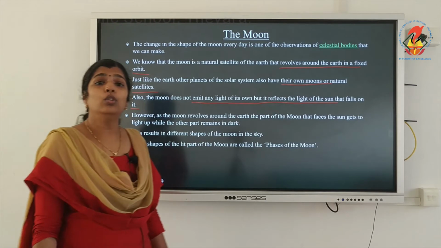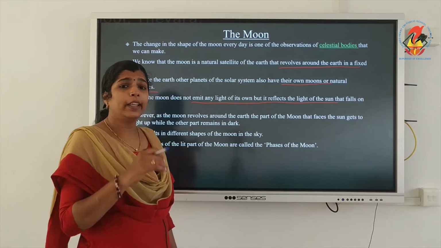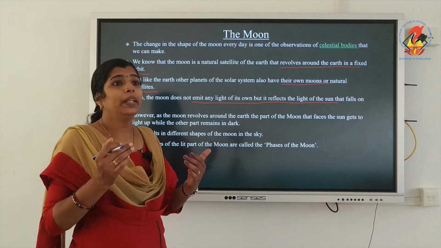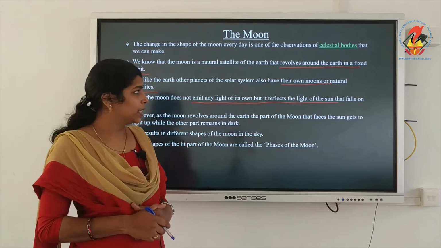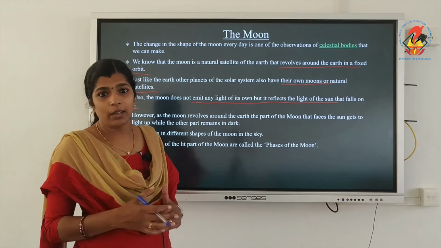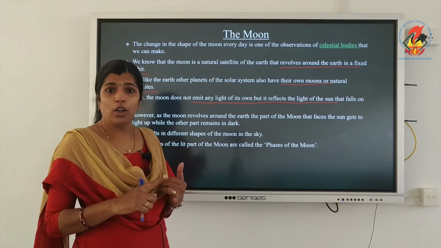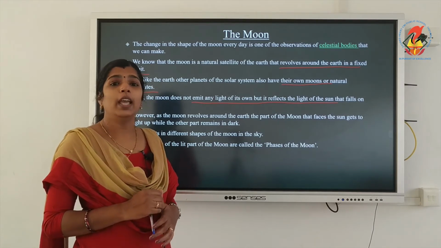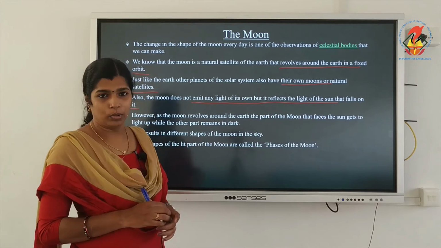The moon is a non-luminous object. It cannot emit or produce its own light, but it will reflect the light from the sun falling on it, and we will be able to see the moon. It will reflect the sunlight falling on it and we will be able to see the moon.